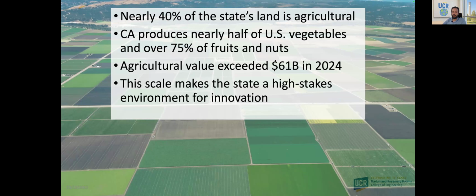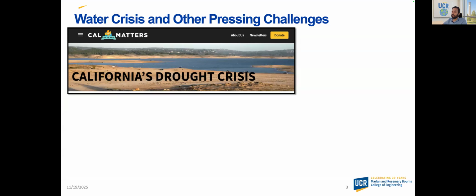The economic value as well is significant, right? We have 61 billion in 2024, so last year. So it really makes it really important to invest in agriculture, but this also comes with some challenges. Of course, we're aware of the water crisis in California. We always have drought after drought, so that's one of the biggest challenges we have.